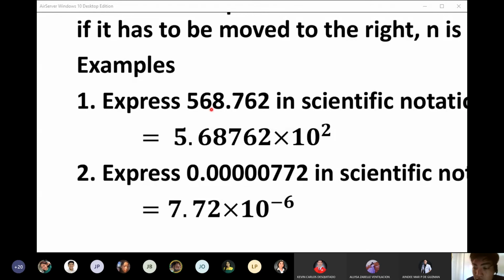Bakit? Kasi it's 56, and 56 is greater than 9.999. So I have to move again to the left. If I move my decimal point here, the resulting number would be 5.68762, which is between 1 to 9.999. Okay, so that means I can write the scientific notation for this number as I move the decimal point 2 places to the left. Ano mangyayari? The front number will become 5.68762.